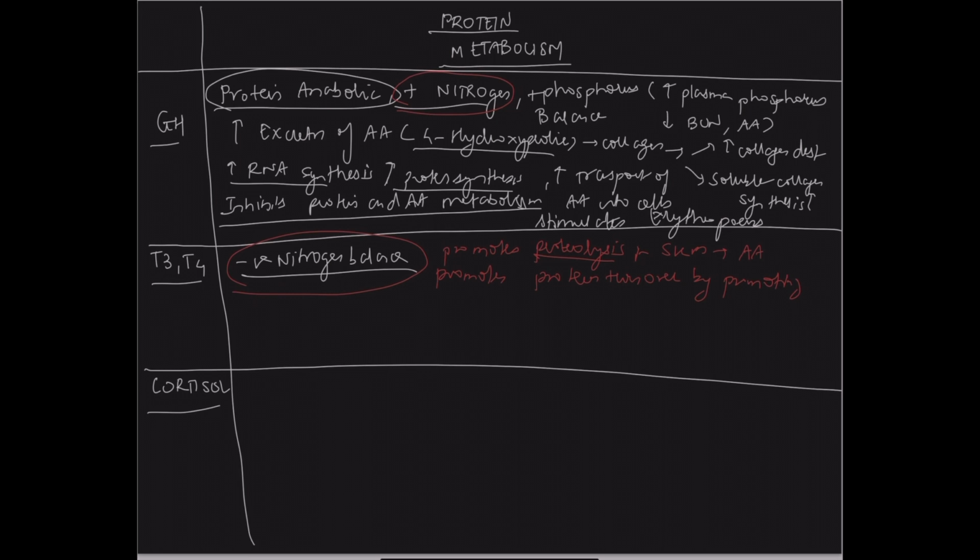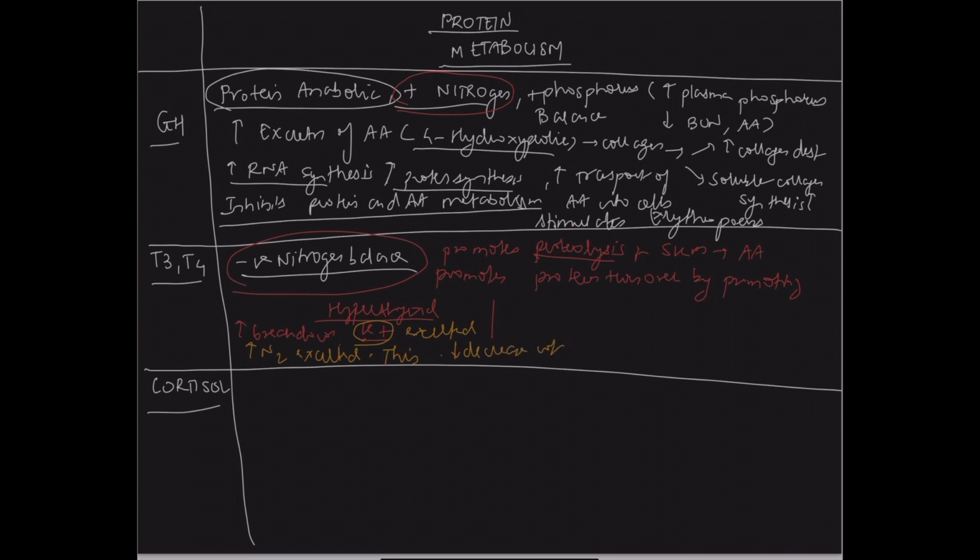Now let us see what happens in hyperthyroid and hypothyroid. In hyperthyroid, there is increased breakdown of proteins. As it is proteolysis, there is increased breakdown. So more amount of potassium is excreted from the body. Also, more amount of nitrogen is excreted. Because potassium and nitrogen both are being excreted, there is negative nitrogen balance. Because of this, the muscles become thin and the subject loses weight.